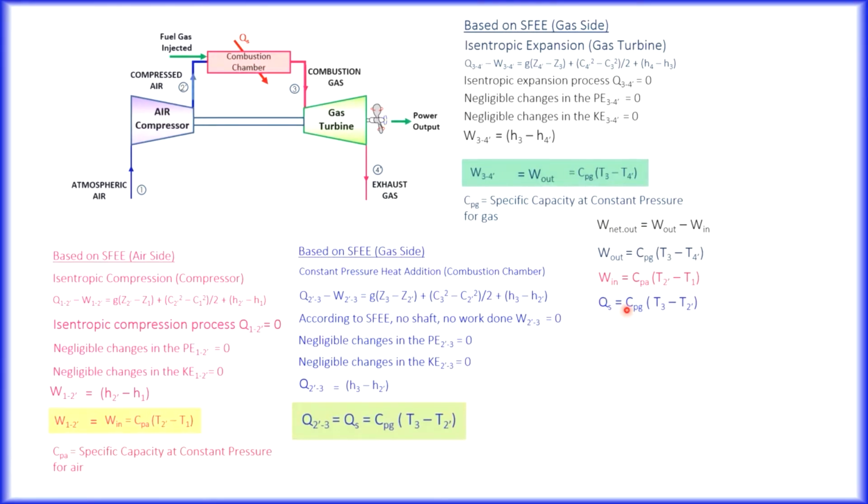Then we know heat supply is CPG (T3 minus T4 prime). So therefore, we can find the cycle efficiency, which is net work out over heat supply. Or we can even find the work ratio. Remember, the definition of work ratio is net work out over the gross work of expansion.